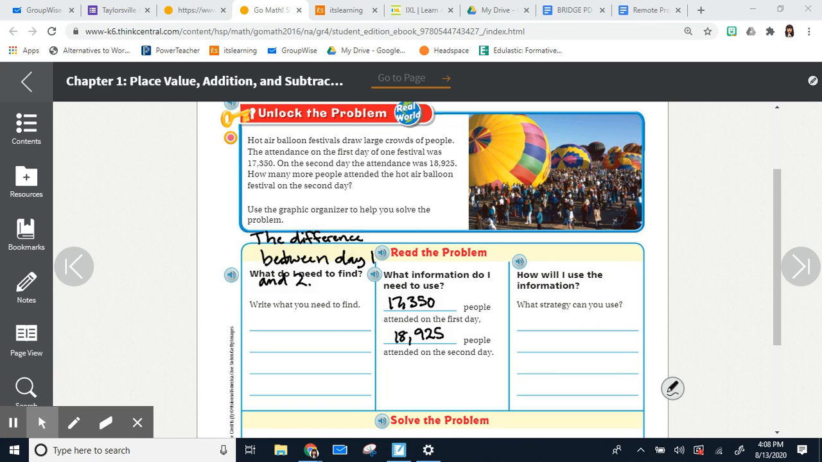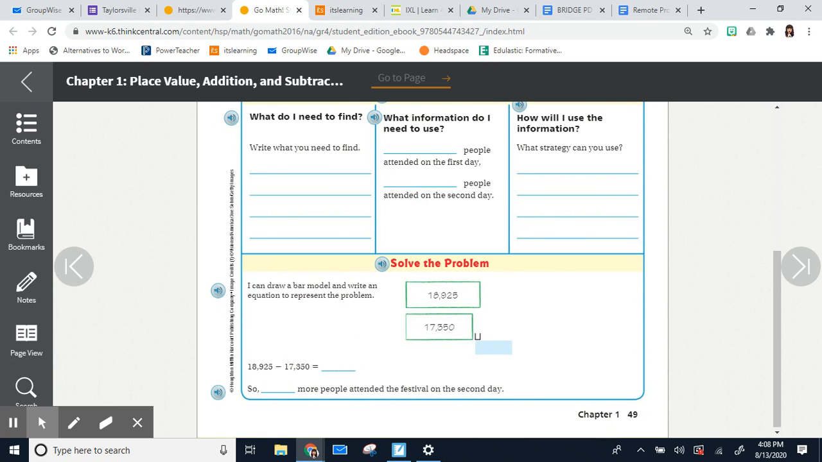I already said we're looking for the difference, right? So that means we have to subtract 17,350 from 18,925. Okay, so what they do is this bar model. We put the larger number in the larger block and the smaller number in this block. And then we mark the difference between the two. So that is the number we are looking for.